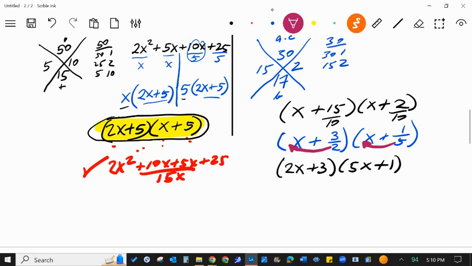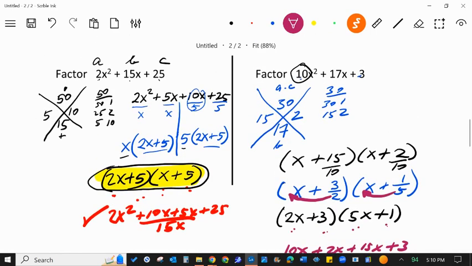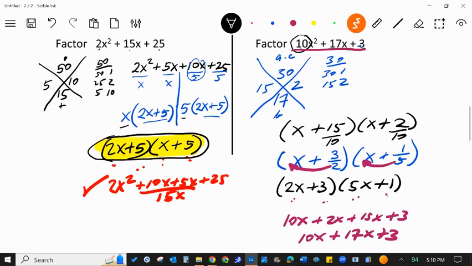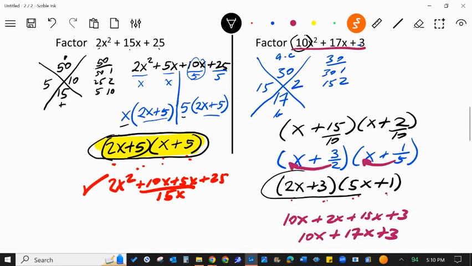And I'm going to check to see if that's right. 2x times 5x is 10x squared. 2x times 1 is plus 2x. 3 times 5x is plus 15x. And 3 times 1 is 3. That gives me 10x squared plus 17x plus 3, and that's what the original one was. Bring that up so you can see the whole thing on one screen. Well, we got it. Both methods work.